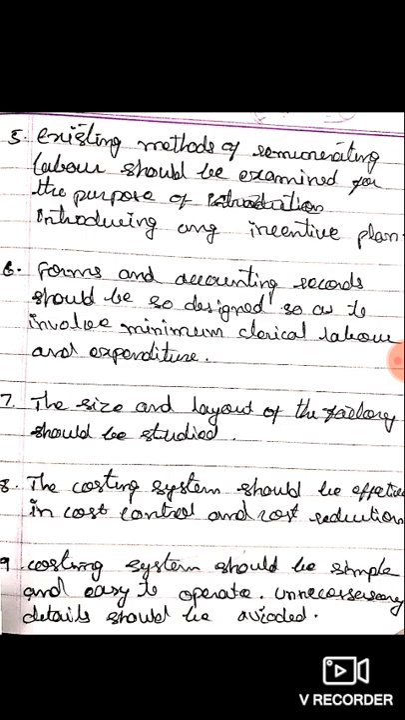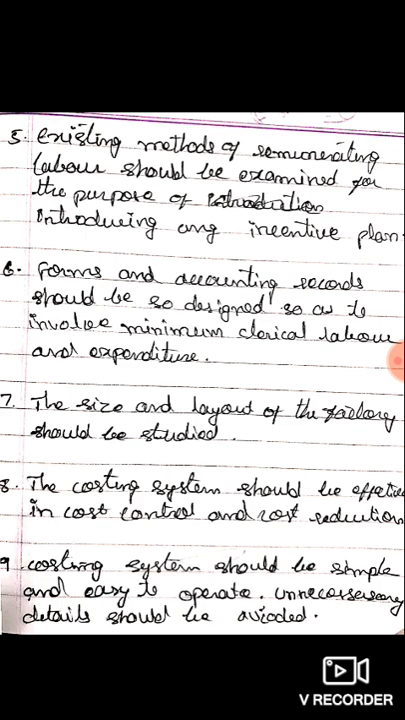And the next step is forms and accounting records should be so designed as to involve minimum clerical labor and expenditure. So this is the next step which they have to follow in installing a costing system. The size and layout of the factory should be studied. So how much it is spread over, and what kind of production levels are there in the factory should be studied for the installation of a costing system.